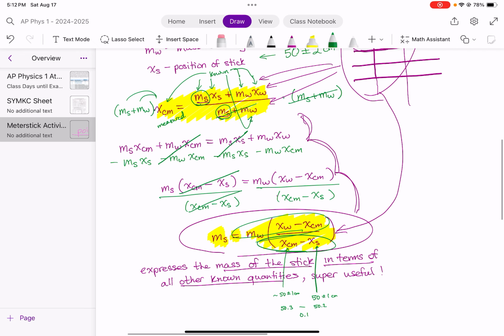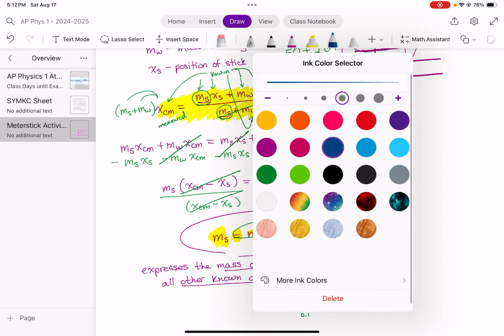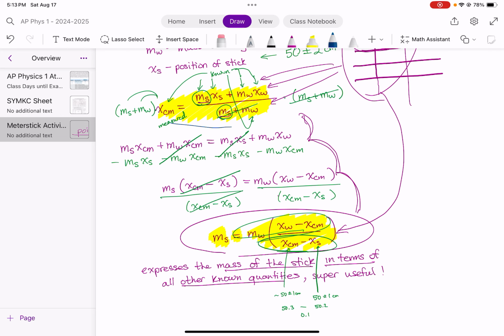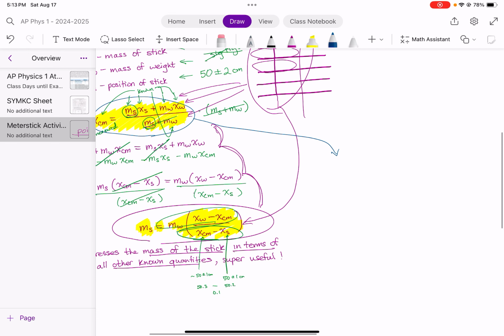So let's go back to, I'm going to change the color here, let's go back to this formula. Let me rewrite it over here. All right, so we have center of mass of the system equals mass of the stick, XS, plus mass of the weight, position of the weight, over mass of the stick, plus mass of the weight.